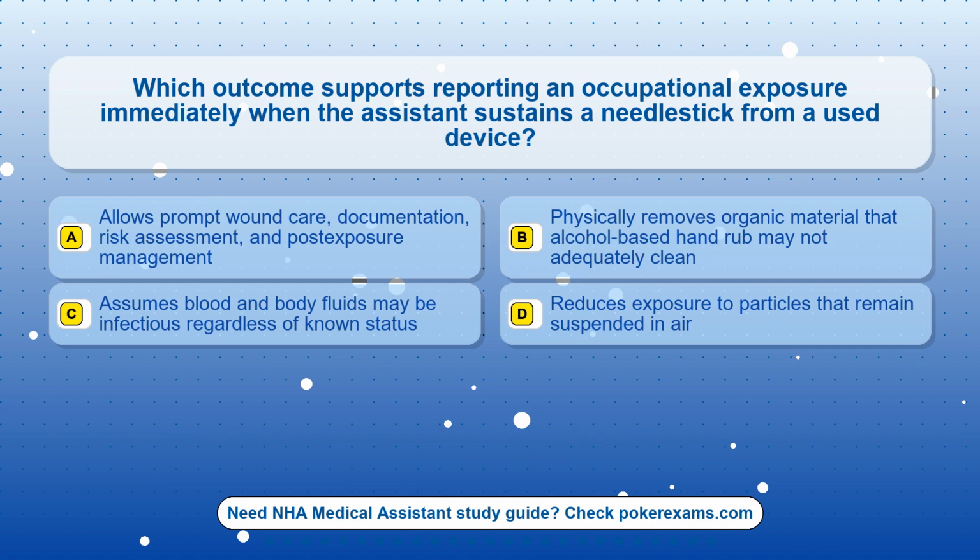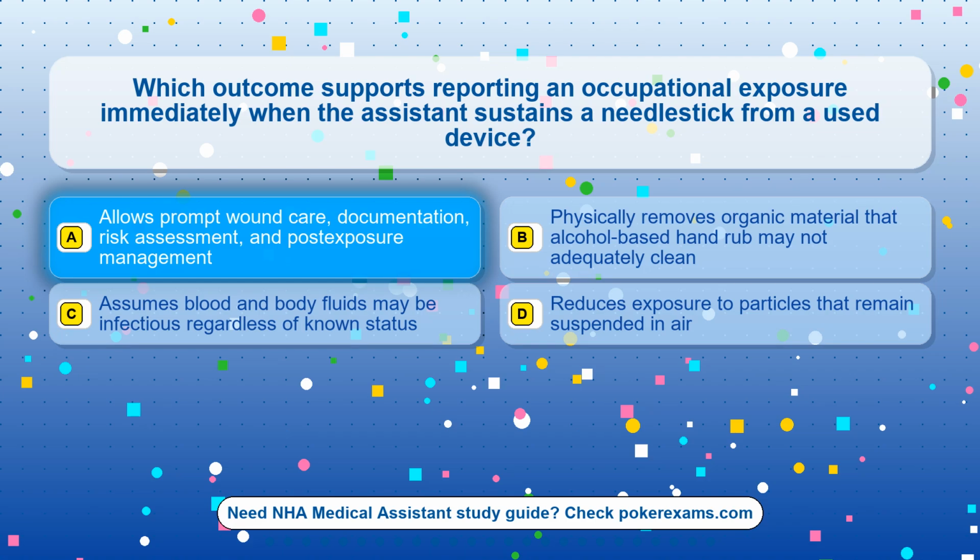Question 13. Which outcome supports reporting an occupational exposure immediately when the assistant sustains a needle stick from a used device? Option A. Allows prompt wound care, documentation, risk assessment, and post-exposure management. Option B. Physically removes organic material that alcohol-based hand rub may not adequately clean. Option C. Assumes blood and body fluids may be infectious regardless of known status. Option D. Reduces exposure to particles that remain suspended in air.